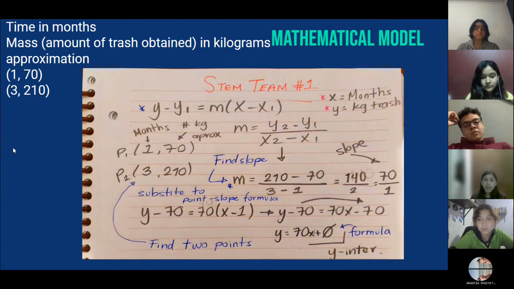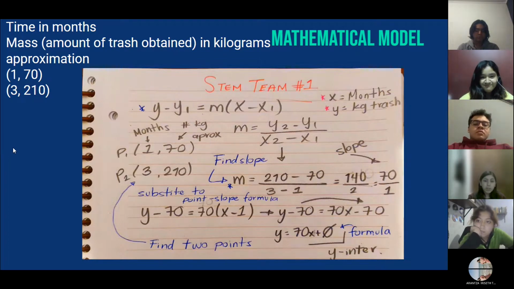So first we take 2 points to make the coordinate pairs. Since we measured in months, we used 1 month and 3 months, and an approximation of the kilograms of trash we think will be collected in a large body of water. So we find the slope. In this case, our slope is 70/1, which is 70.